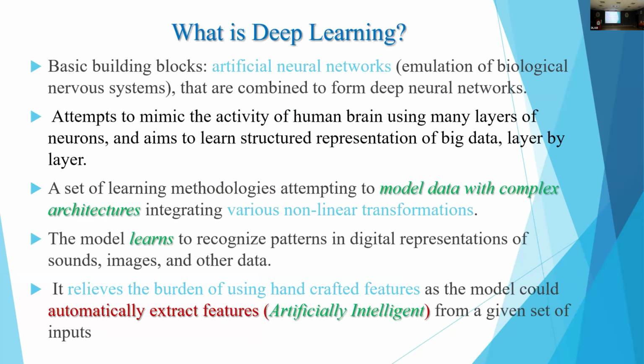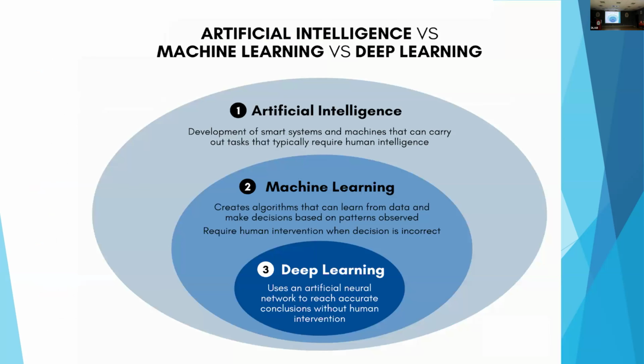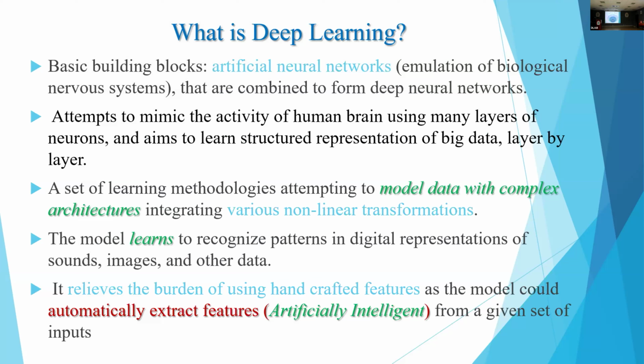So now we will move on to deep learning, and then we will keep on continuing that. So what is deep learning? The basic building block of deep learning is nothing but the artificial neural network. This is the basic building block, which is an emulation of biological. What is an artificial neural network? Emulation of the biological nervous system.